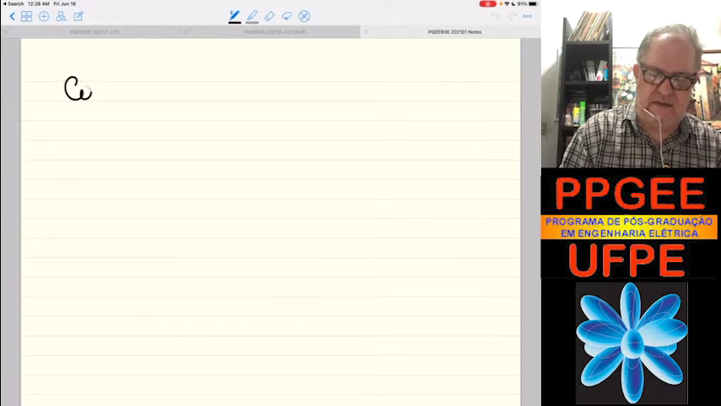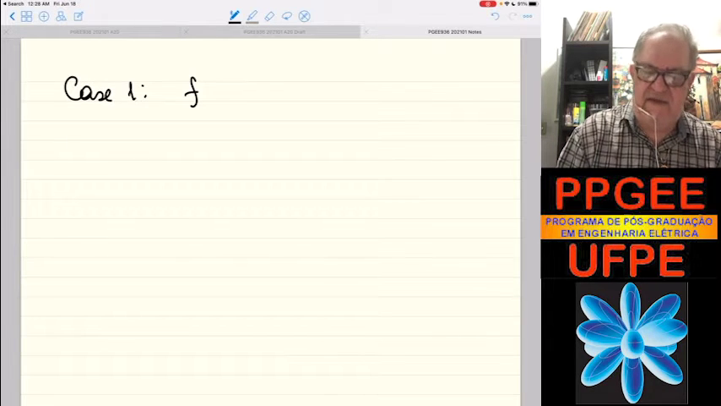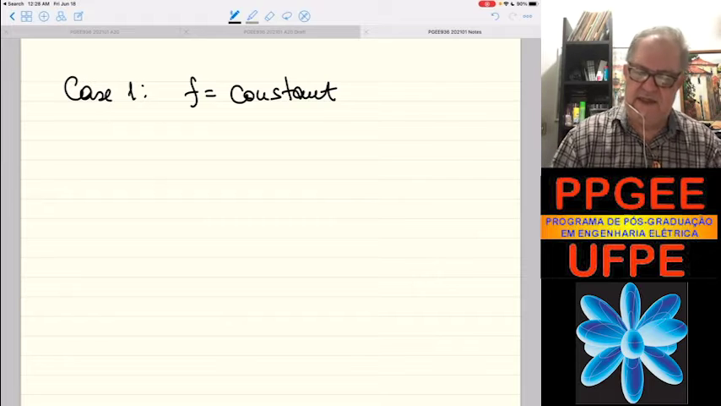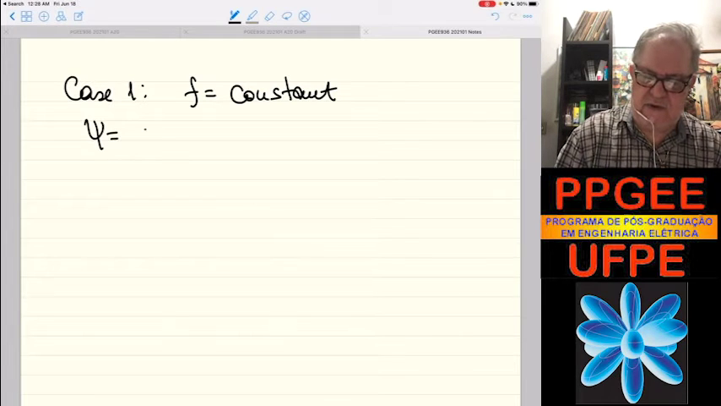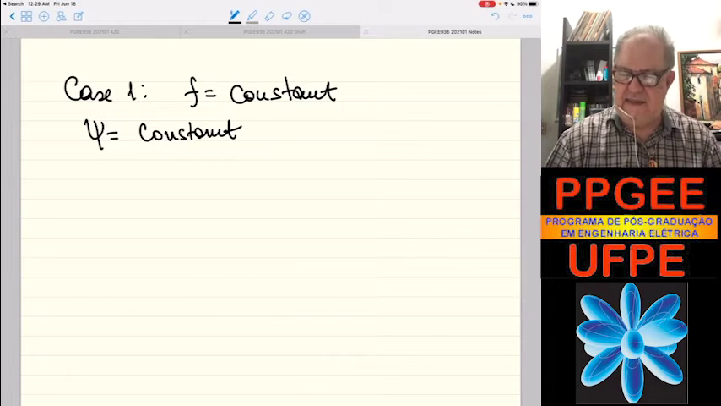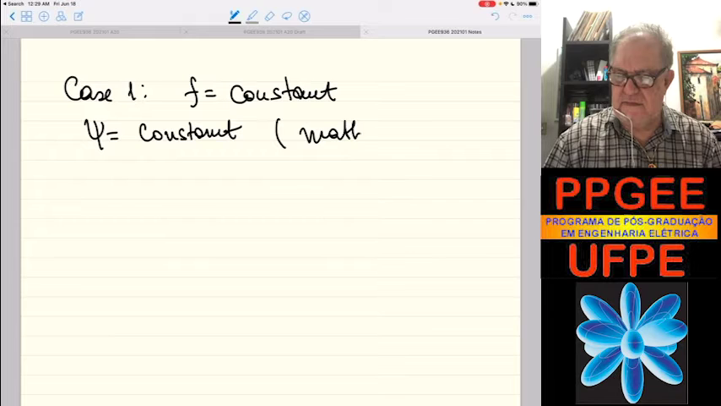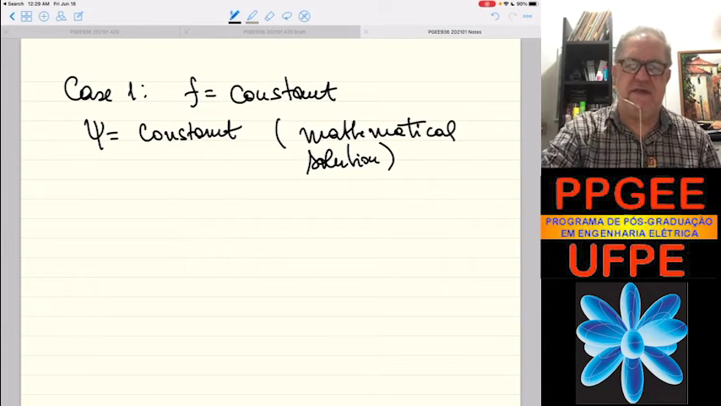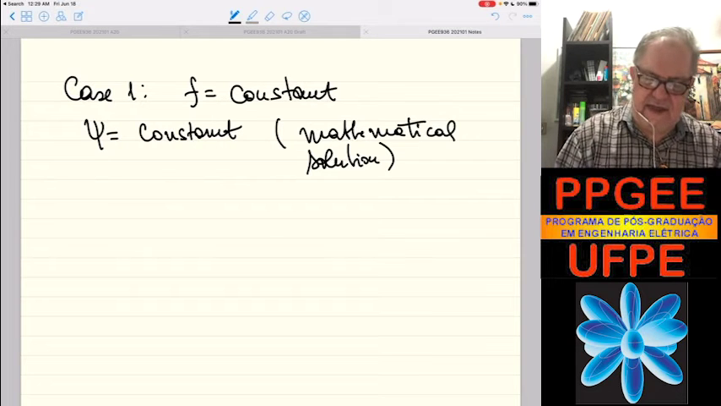Okay, so case 1, f equals a constant. Nothing new. There's no meaningful result. Just psi equals a constant is the result, right? This is just a mathematical solution with no meaning. That's not a wave, right? That's not a disturbance.